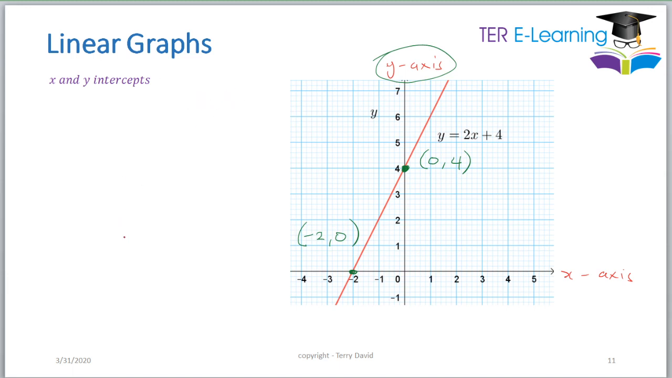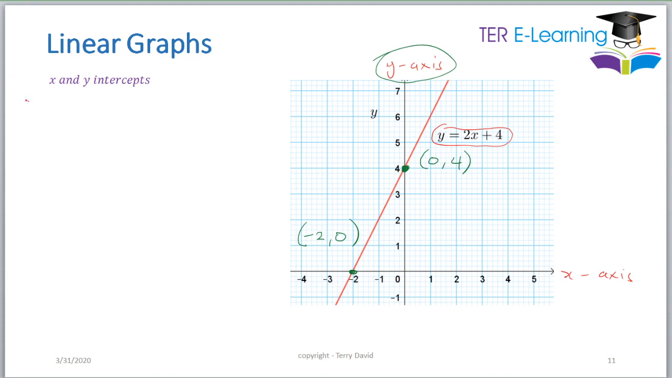Alright, so for the CSEC exam, you could be asked to find the x-intercept and the y-intercept directly from the graph. So if they give you a graph, all you are doing is reading off a coordinate. That's all you're doing, right? However, if they give us an equation of the straight line, which in this case is y is equal to 2x plus 4, we can use that information in order to determine what the x-intercept is and what the y-intercept is. So let me show you how we do this.